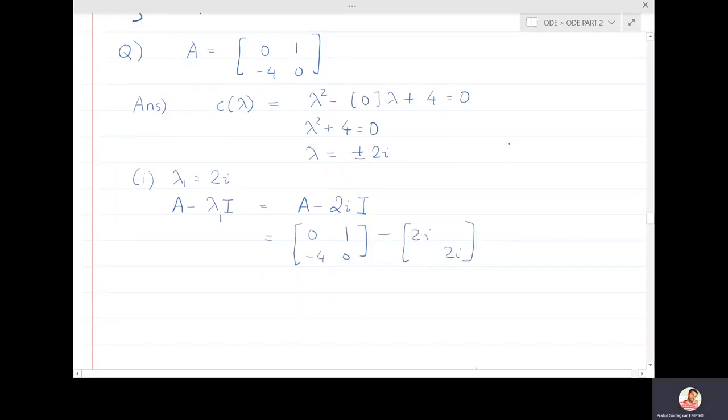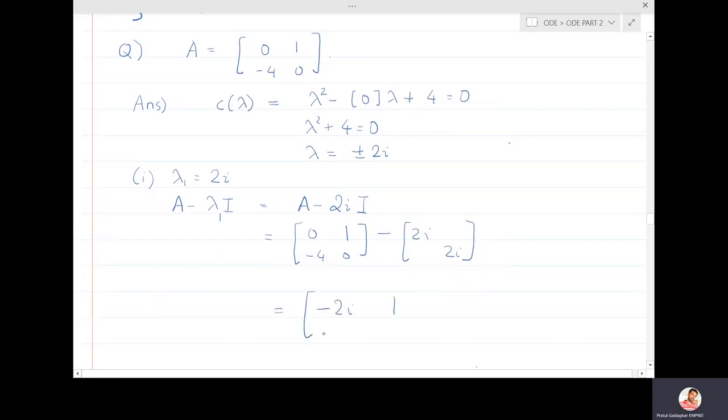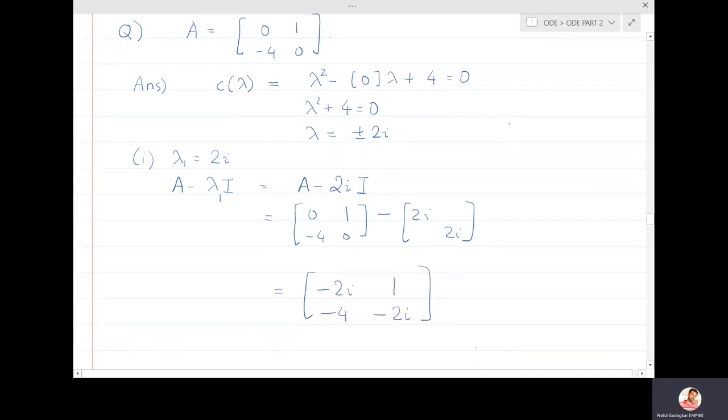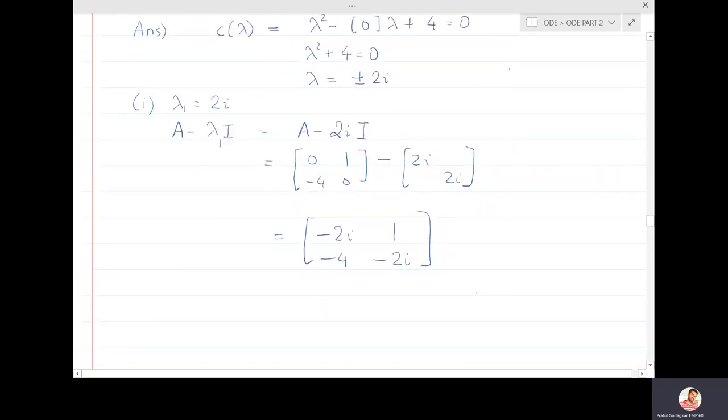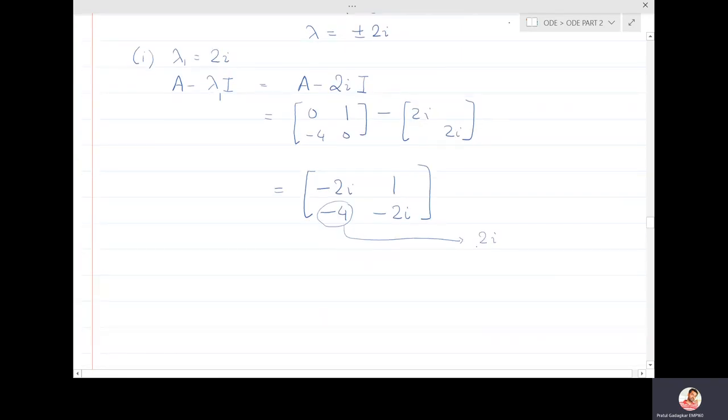When I subtract them, I will get minus 2i, 1, minus 4, and minus 2i. Okay. Now, what I will try to do is make this entry 2i, so that minus 2 and plus 2i will become 0. So how will I make it 2i? First of all, I will divide the second row by 2.